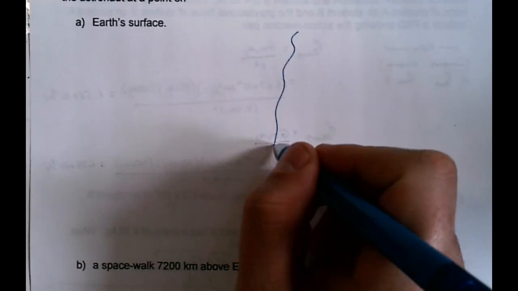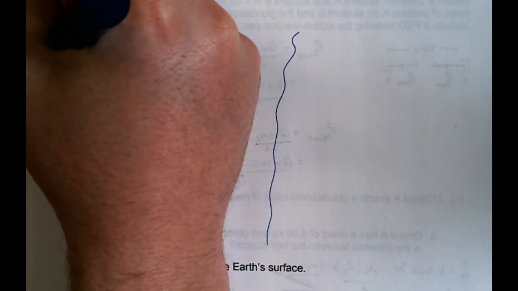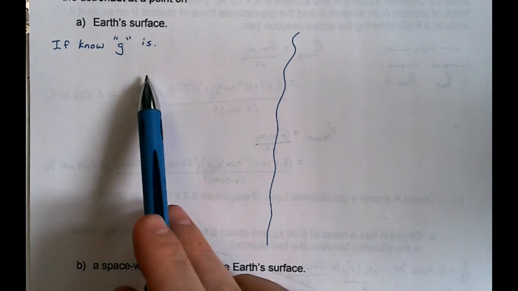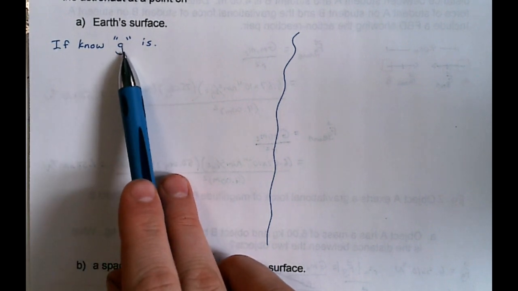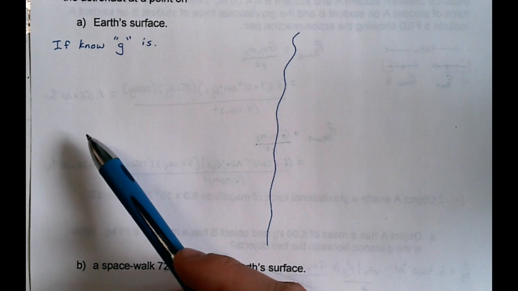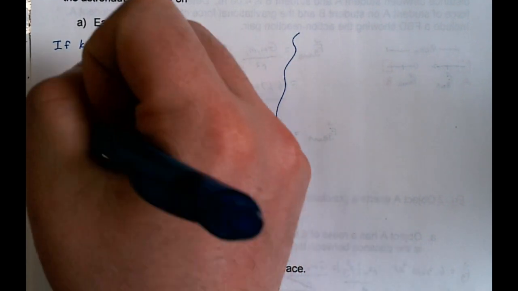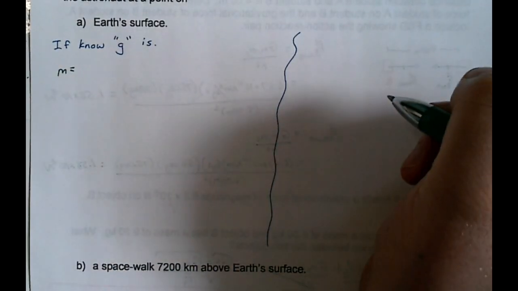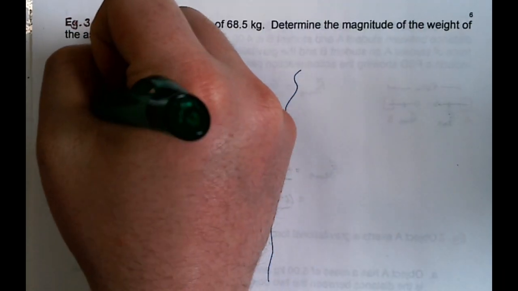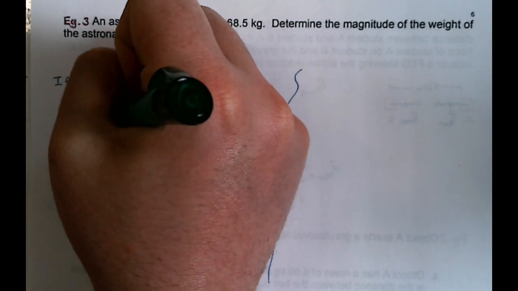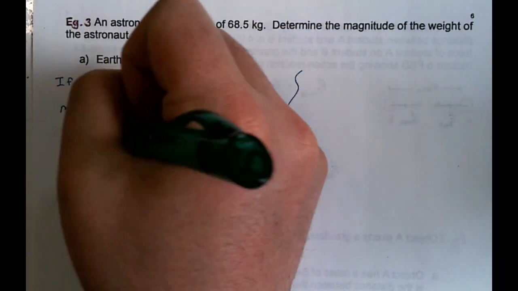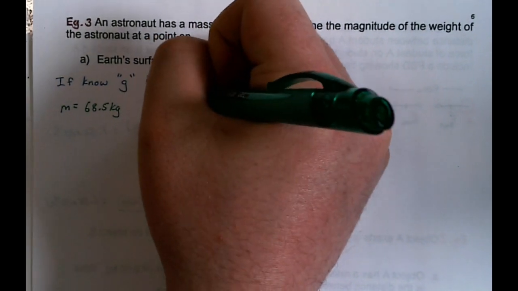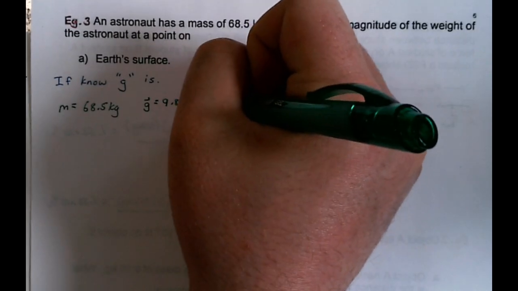The first way is if you know what the acceleration due to gravity is. We know on Earth the acceleration due to gravity, or g, is 9.81 meters per second squared. So to do that, all we need to do is what we've already been doing. We know the mass, in this case, is 68.5 kilograms. We know that the acceleration due to gravity is 9.81 meters per second squared.